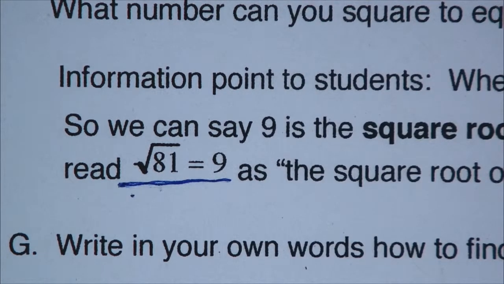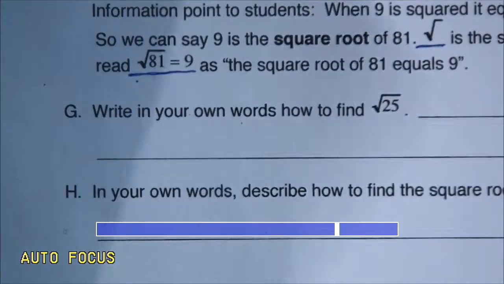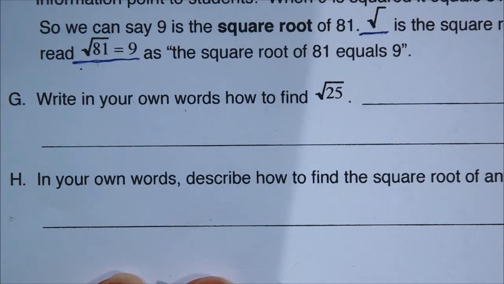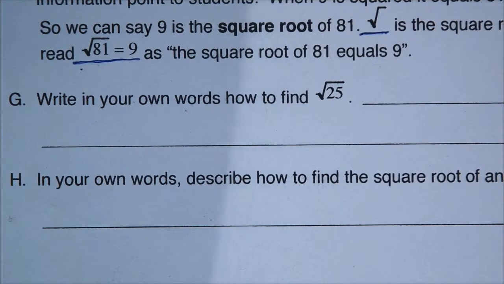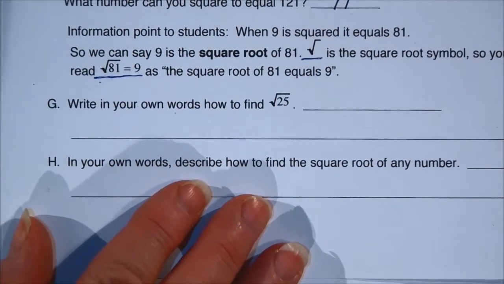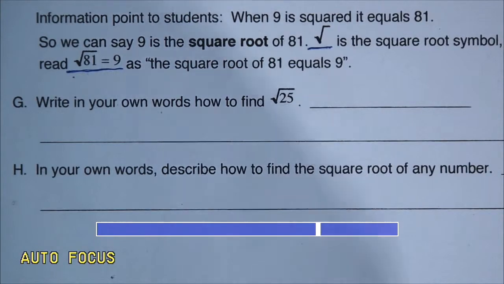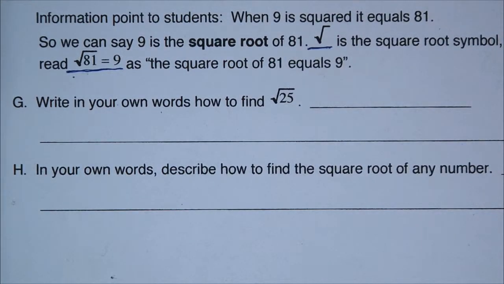Okay. Well, let's see how you do with this next part. Write in your own words. Sorry, people at home, I will put that up so you can actually read it. For G, write in your own words how to find the square root of 25. Do not tell me the answer, just how to find it. And then H, describe how to find the square root of any number. So we're going to take a couple minutes here and work on that.